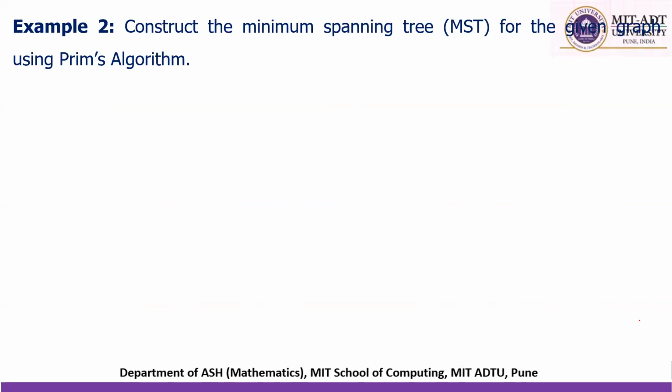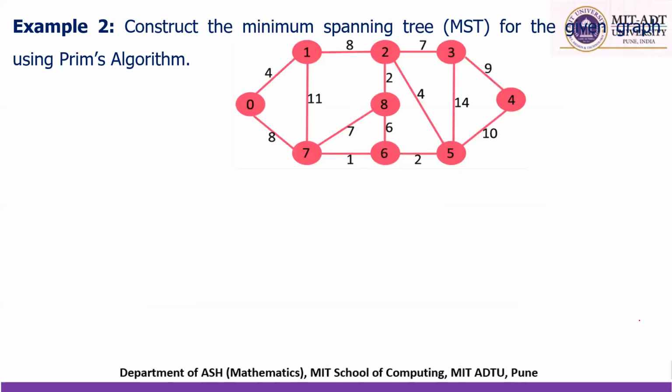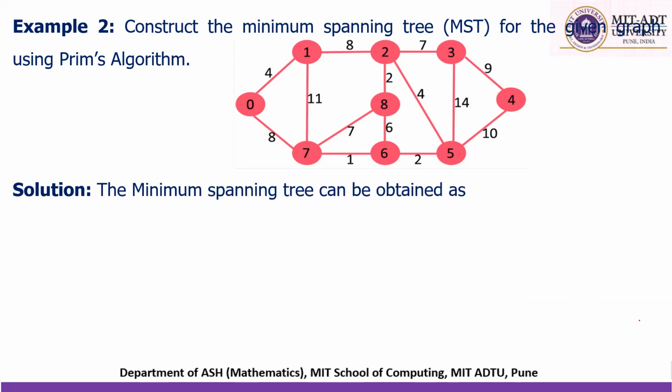Let us take one more example. Now we have more vertices and more edges over here. So let us start; the minimum spanning tree can be obtained as, first we start from 0. We are free to start from anywhere, but we are starting from 0. So 0 is connected with 1 and 0 is connected with 7. Right? So 0 is connected with 1 by 4 and 0 is connected with 7 by 8. So out of this, we take this one.